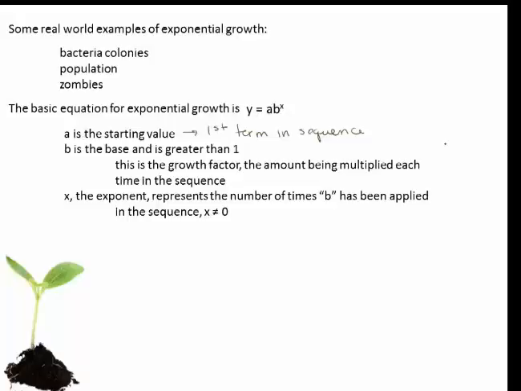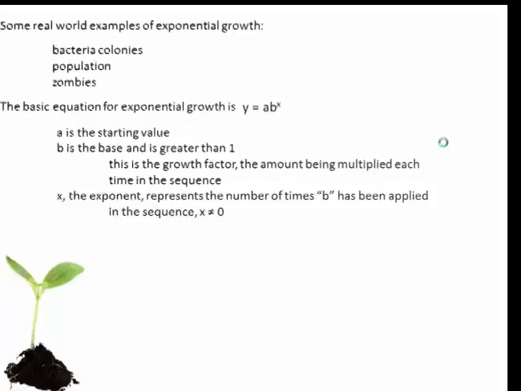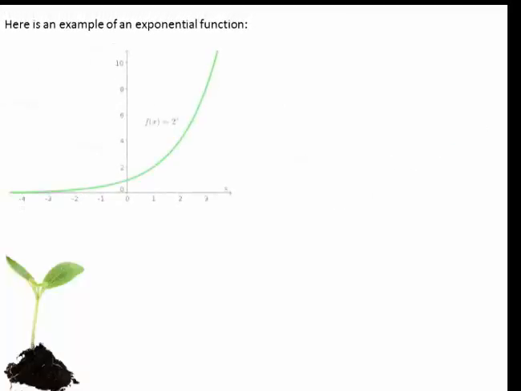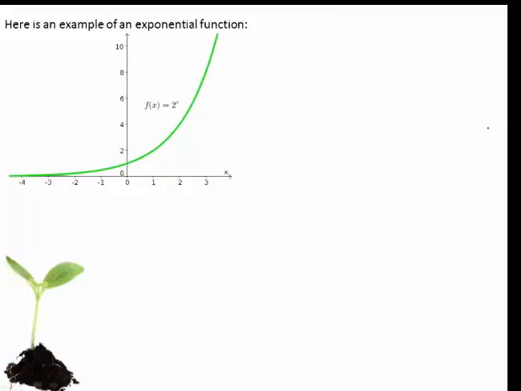So, for example, if we're on the fifth term of the sequence, B has been applied 4 times. So x would be 4. Okay, here's an example of an exponential function. We have the function f of x equals 2 to the x. In this case, a would equal 1, b is 2, and x is just x.